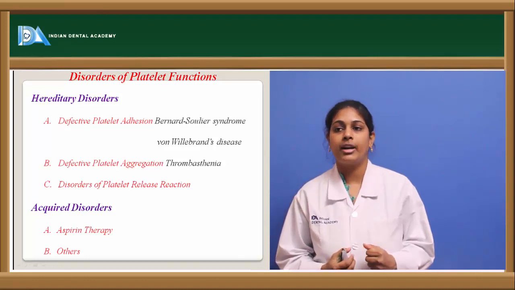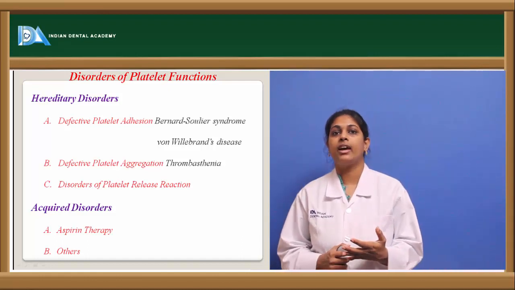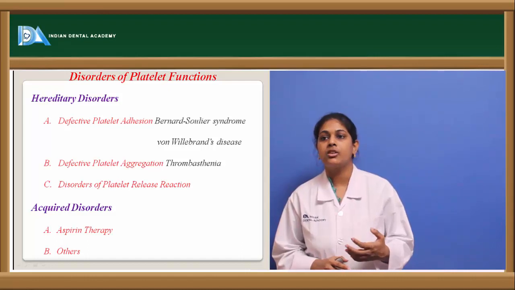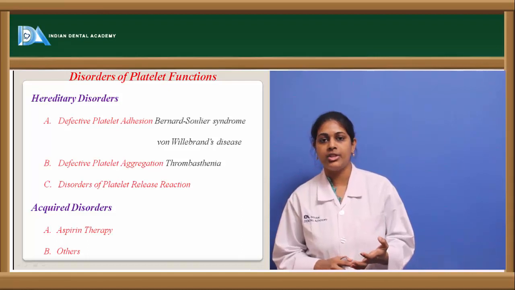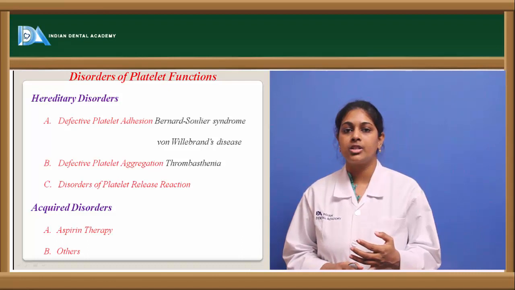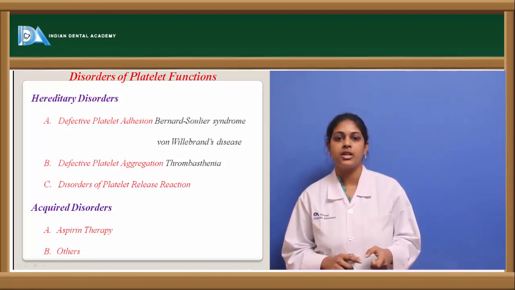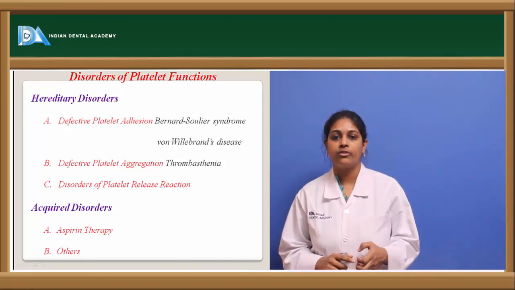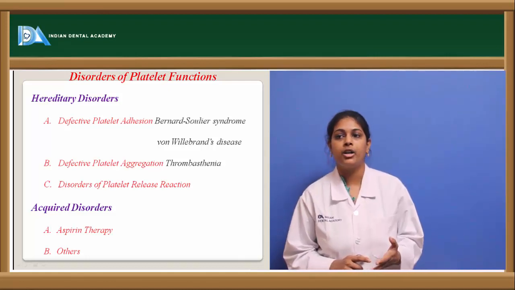Coming to the disorders of platelet functions, it is also important to know how platelet functions can be disordered. They can be hereditary disorders, which could be because of a defect in platelet adhesion. This is seen in certain syndromes such as Bernard-Soulier syndrome, where there is a deficiency of the glycoprotein, the surface receptor present on the platelet, resulting in deficient adhesion of the platelets because of damage to this glycoprotein.